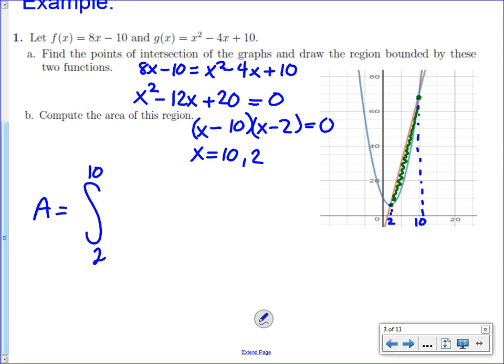So for this region, the linear function, or the red graph, would be our upper function, and then the lower function would be the parabola. So we'd want to set it up as 8x minus 10 minus x squared minus 4x plus 10. Okay, and then of course you would evaluate the definite integral. One other thing I want to point out is make sure you put the second function in parentheses, because you're subtracting and you would have to distribute that negative. Okay, so that's a good reminder of that.